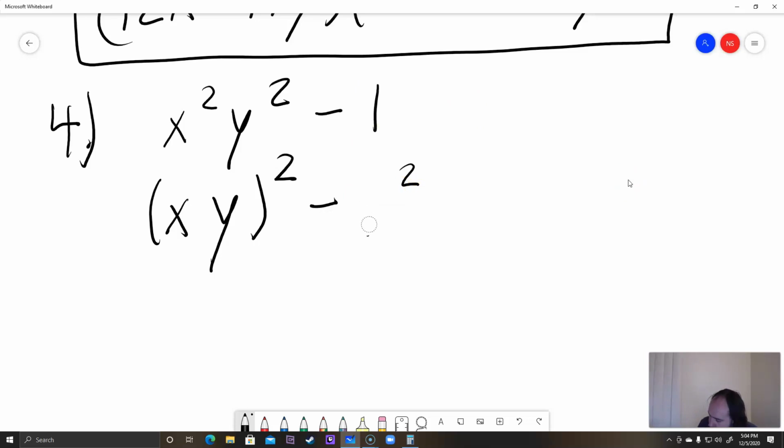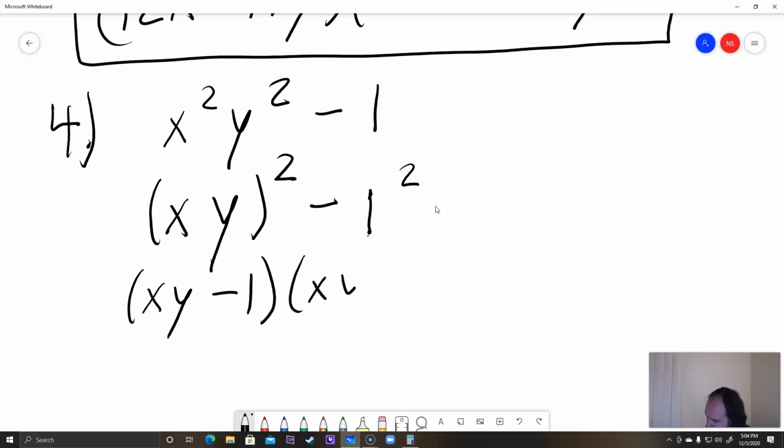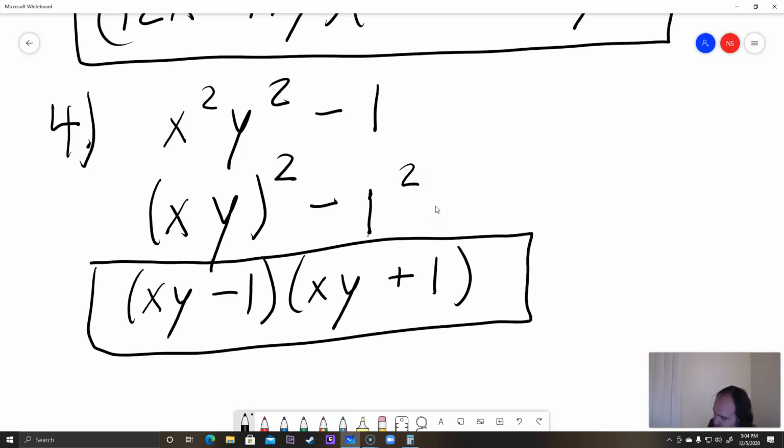And I do not recommend that you try to do these in your head, because most people when they try to do these in their head, they mess them up. So it's better to just write it out like I'm doing here, because they don't even take that long. Okay, but now we've got the difference of squares, so we can go ahead and rewrite it as the first thing minus the second thing times the first thing plus the second thing. So that's going to be xy minus 1 times xy plus 1. And that's our answer. Okay?